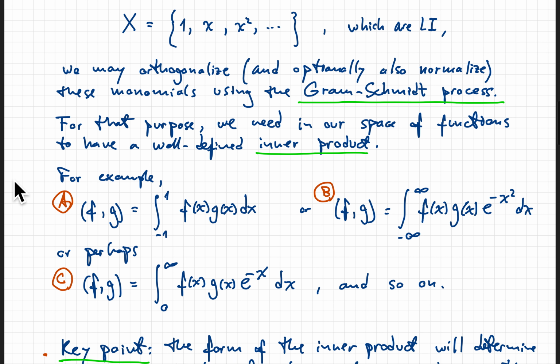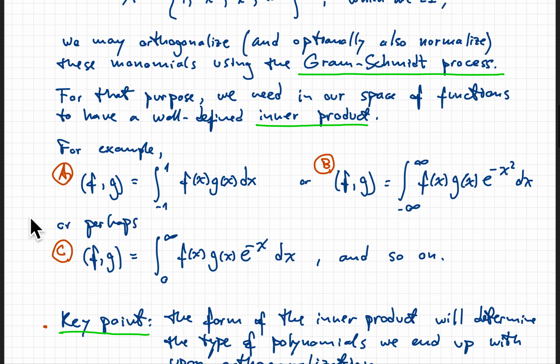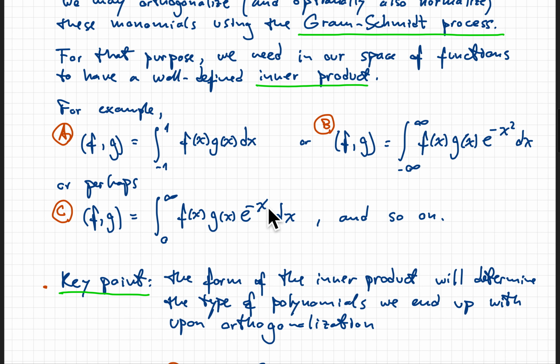We could define the inner product as in A here. Then the inner product between f and g is the integral between -1 and 1 of the product of the functions. That's a possibility. We may define it as in B here with an integral from -infinity to infinity of the product of the functions and the Gaussian factor to ensure convergence in both plus and minus infinity. Or perhaps we could do an integral from 0 to infinity and use e to the minus x as a regulating factor so that the integral converges for sure at infinity. And so on and so forth.